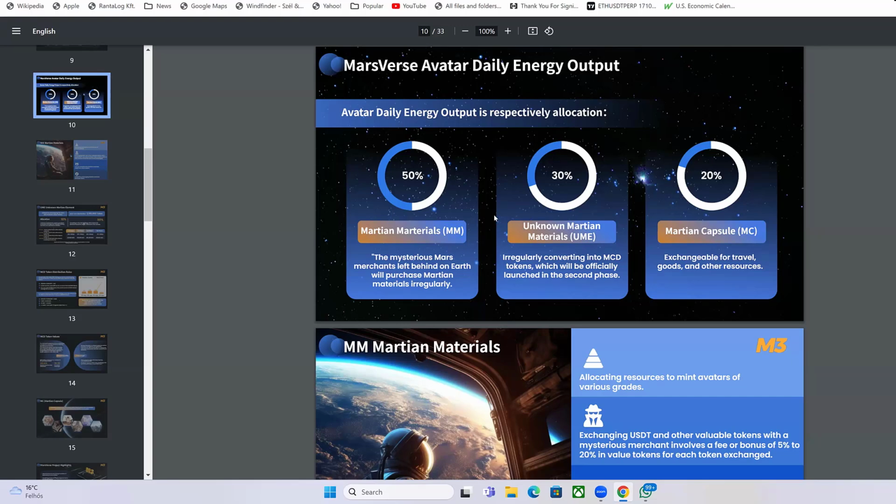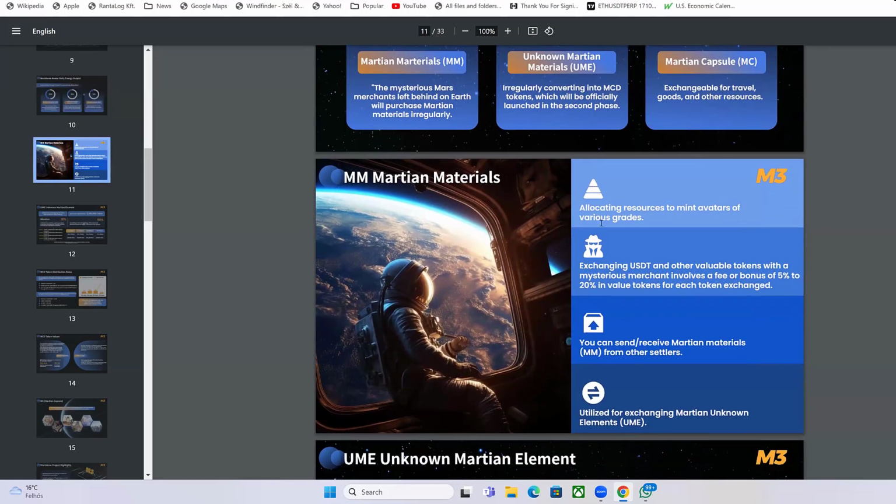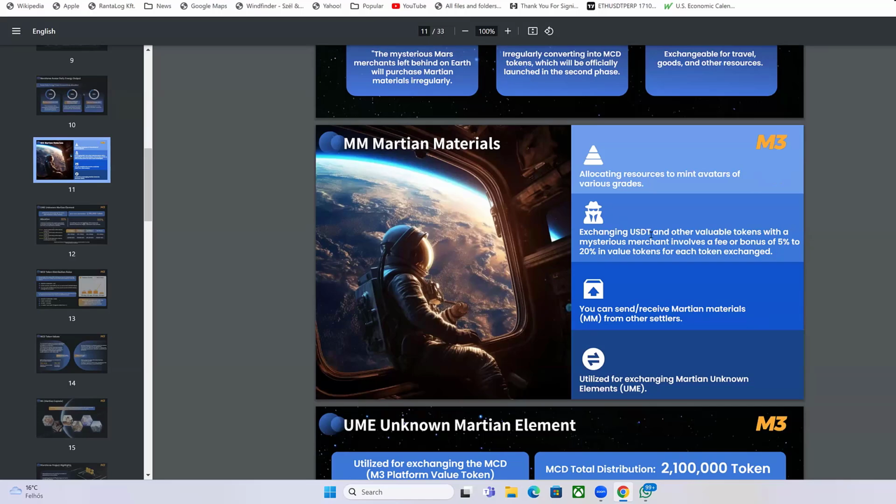What is it exactly? So the Martian Materials, you can exchange for USDT, or you can also exchange them for any other valuable tokens. And it all depends. For example, if you exchange for USDT, maybe you have a fee between 5 to 20%. Maybe if you change to major tokens like BTC, Solana, you have a fee between 5 to 10%.